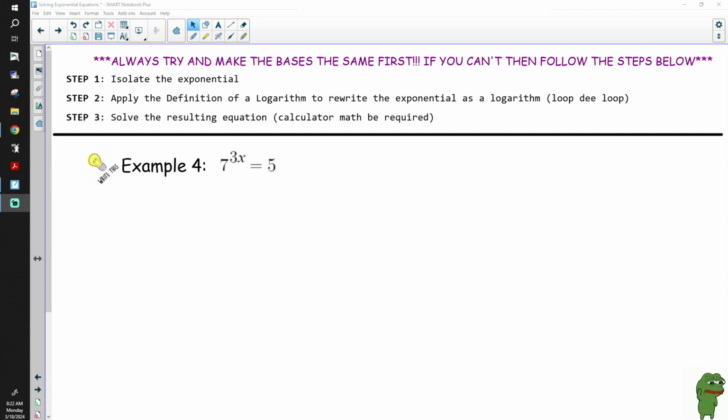So we always try to make the bases the same. If we can't, then we go to our 3 steps. We need to isolate the exponential. We need to use the definition of a logarithm, which is fancy math words for the loop-de-loop. And then we solve the rest using our calculator. Calculator is big this time. So when I look at example 4, I go, I got a 7, I got a 5. I can't make those bases the same. So I'm going to go through my steps. Step 1, isolate the exponential.